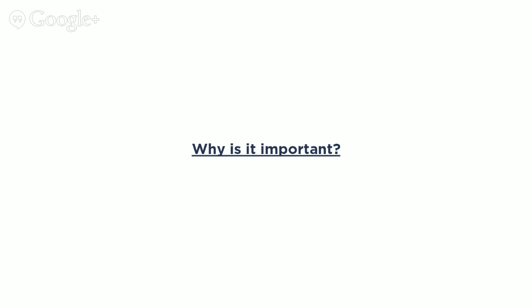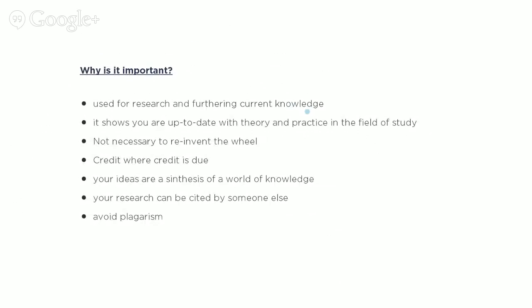Why is it important to cite authors, to reference other people and what they have done when I'm writing about a certain topic? Well, there's a few ideas here that we want to consider. First of them is, we need to remember that we're citing or we're consulting other people because it's used for research and furthering current knowledge. So that information that I'm getting, that I'm citing, is not just because the teacher told me that I need to do it or because the school is telling me to do it.